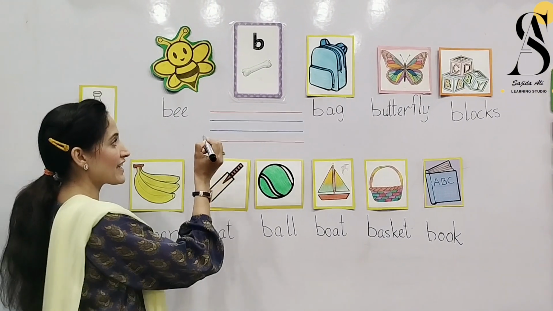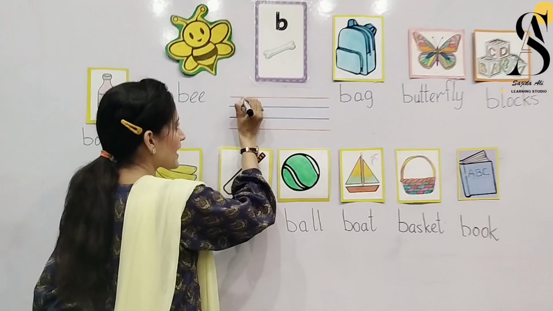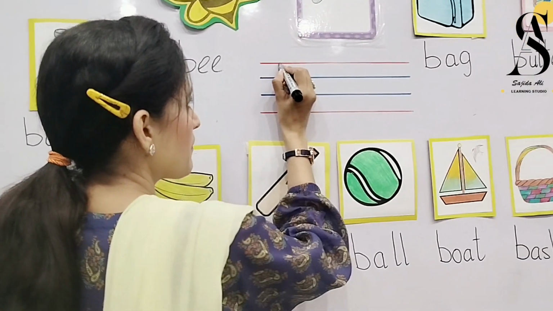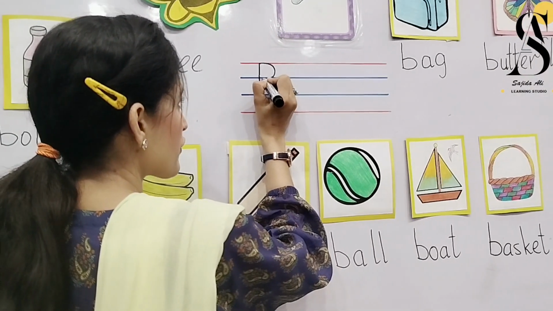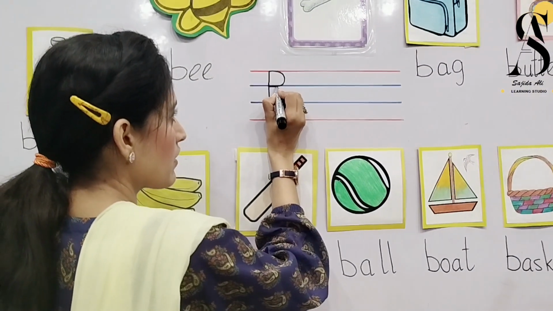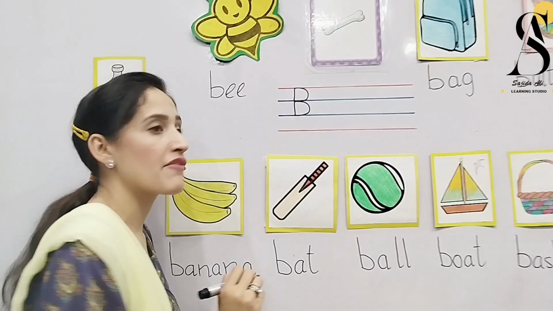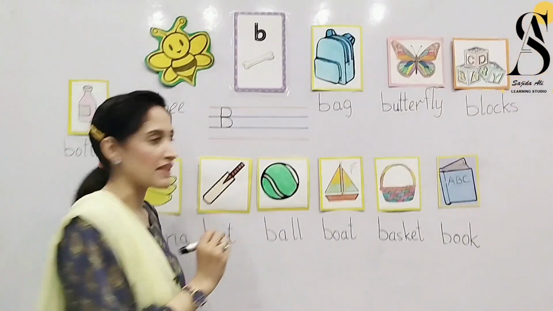First, we are going to write the uppercase B. I'm going to make a standing line on first 3 lines and then backward semicircle on first 2 lines, then one more backward semicircle. So on first 3 lines, we have written letter B, uppercase B.